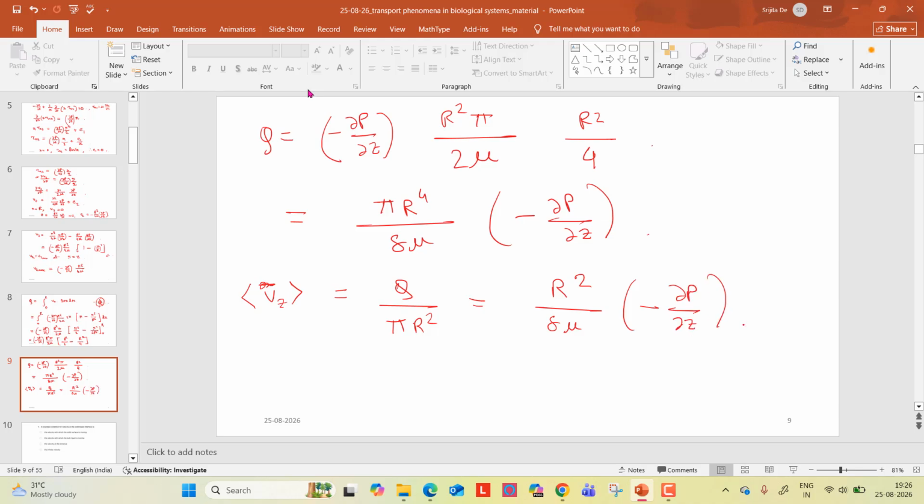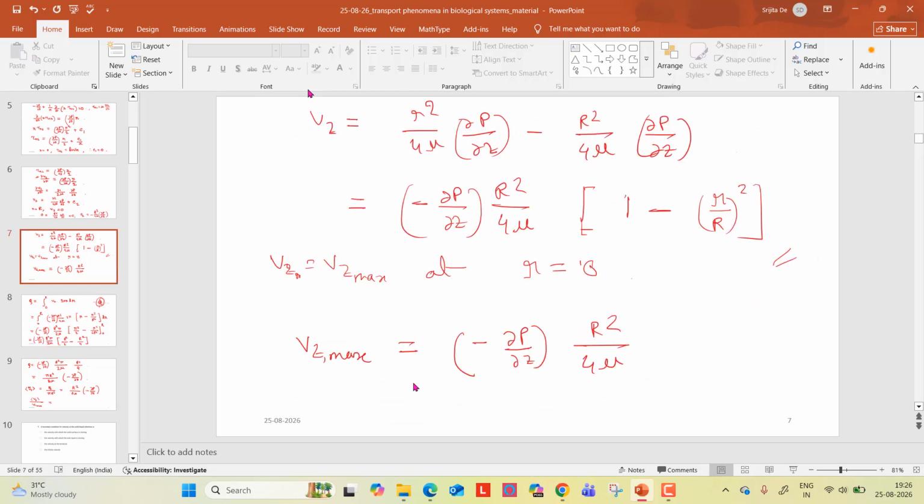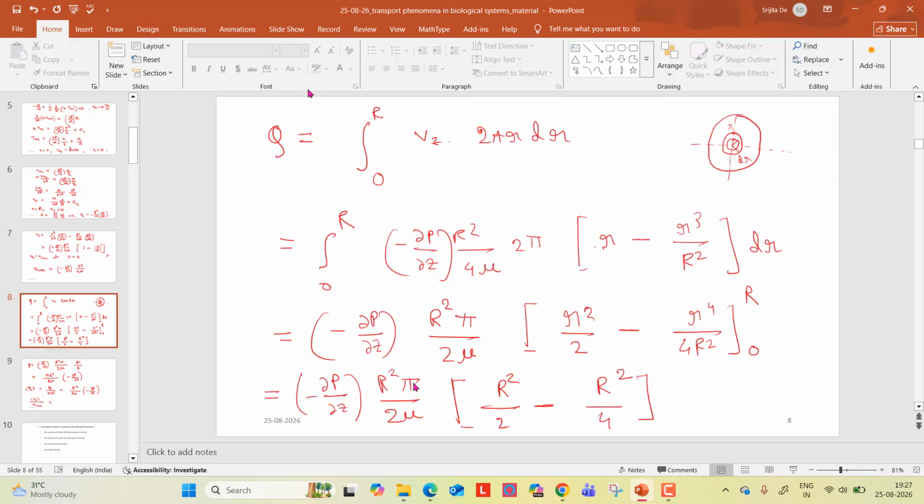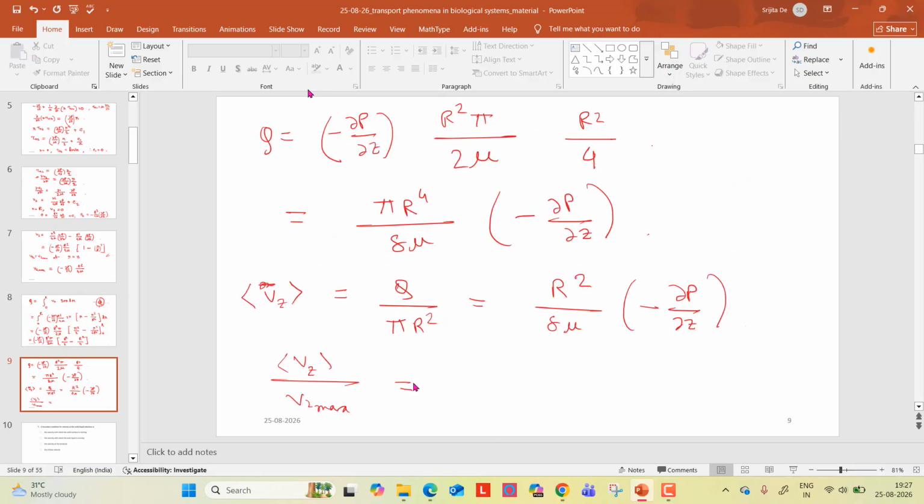Okay. So now if you compare the ratio of average velocity and maximum velocity, you can compare. So what was the maximum velocity? If you see, it is r square by 4 mu minus del p by del z, so it will be cancelled out. So r square by 8 mu by r square by 4 mu. So it will be 4 by 8, that is half, right? So this is the ratio.